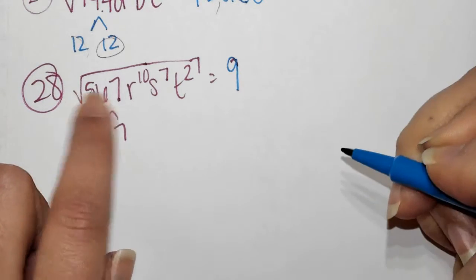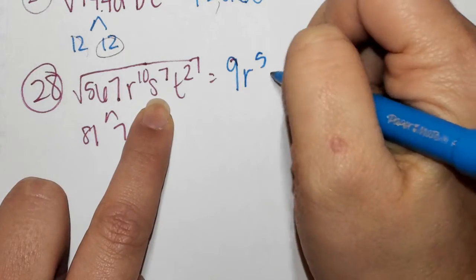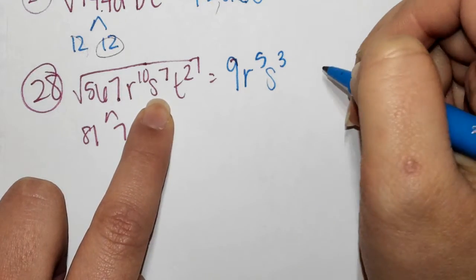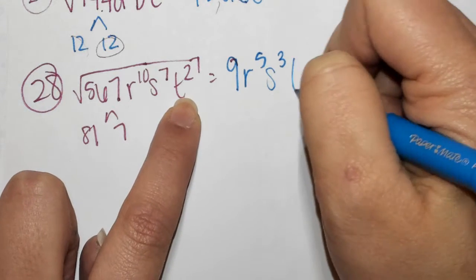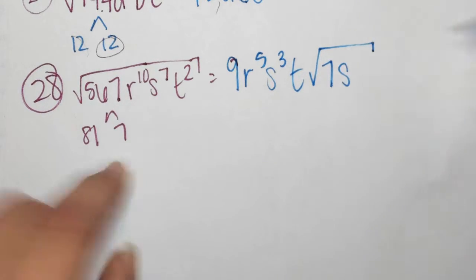Alright, how many times does 2 go into 10? 5. So r to the 5th. How many times does 2 go into 7? 3. With how many left over? 1. How many times does 2 go into 2? 1. Alright, so 7 is left over, s.